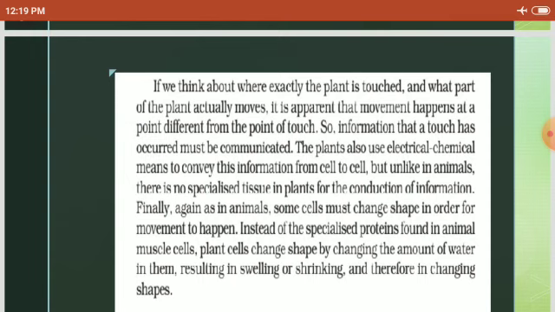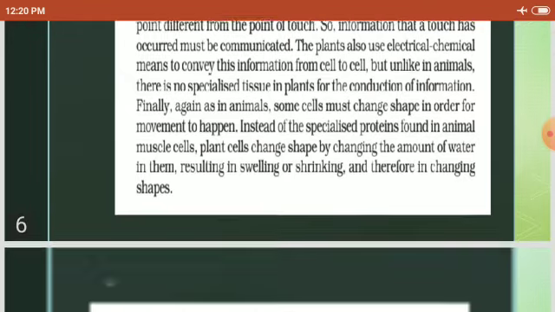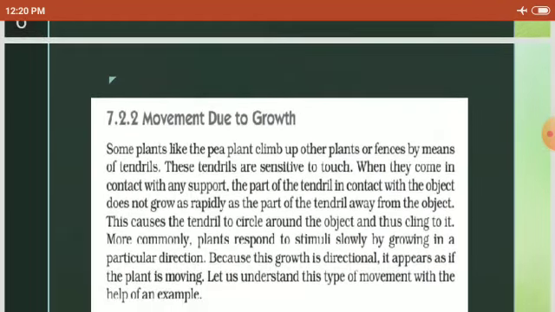Finally, again as in animals, some cells must change shape in order for movement to happen. Amoeba you have seen now. And it happens due to specialized proteins found in the muscle cells. We are also moving because of the muscle cell proteins, myosin and actin. Plant cells change shape by changing the amount of water in them, resulting in swelling or shrinking and therefore in changing shape. In plants the movement is due to change in the amount of water, but in animals it is due to protein. Understand?